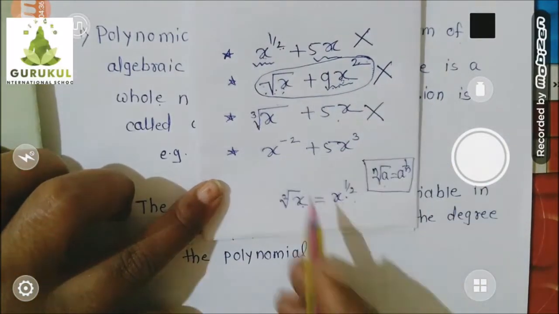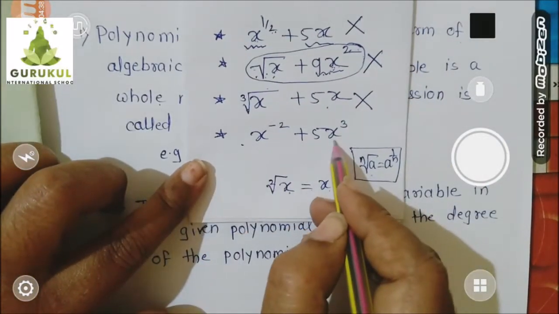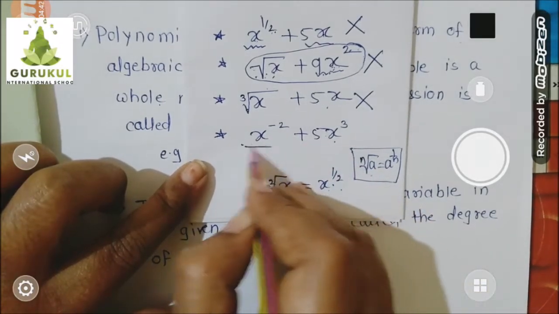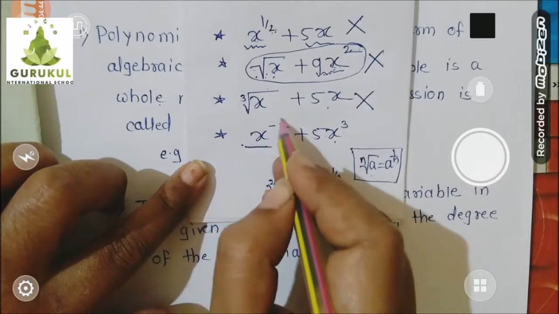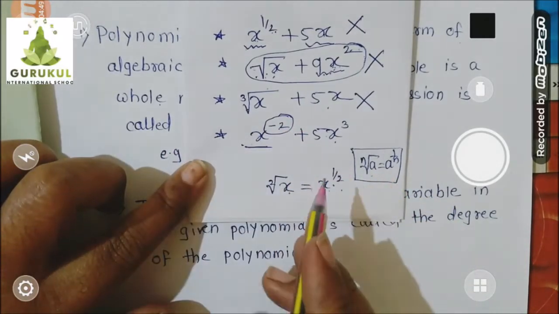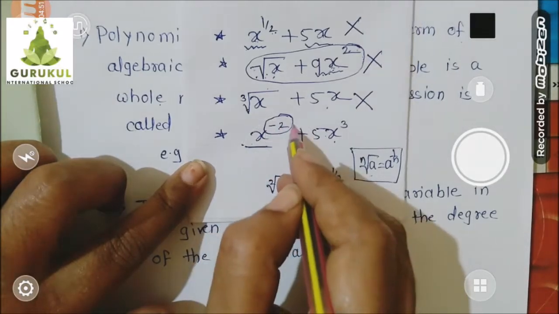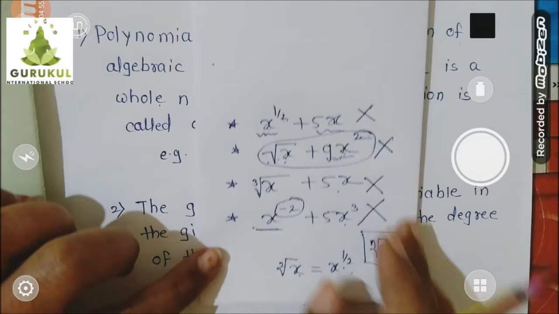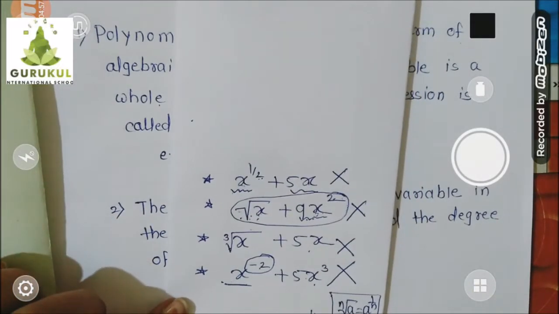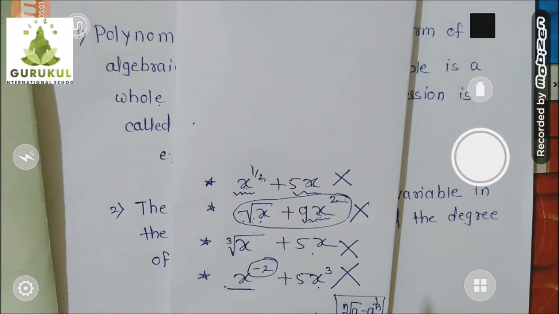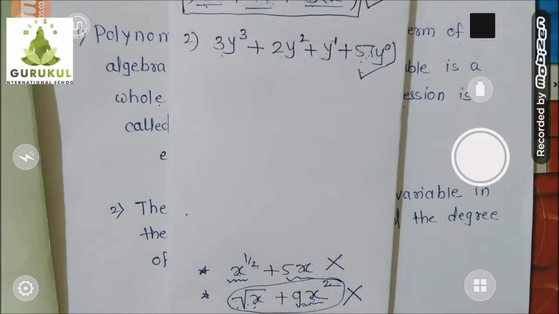Okay. Now what about the last example? Is it a polynomial? Again the answer is no, because the index of the variable x is minus 2, and negative numbers are not whole numbers. Minus 2 is not a whole number, and that's why this is also not a polynomial. Okay children, so I hope you understood how to identify whether the given expression is a polynomial or not.